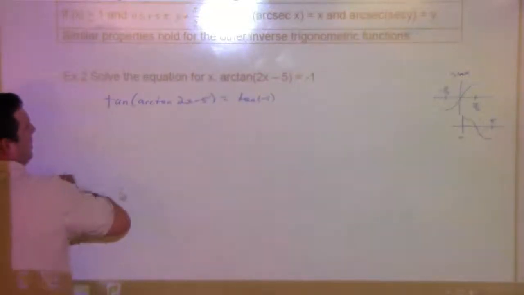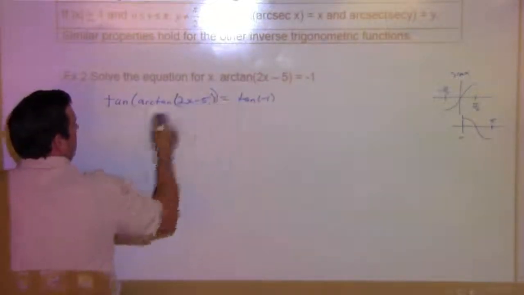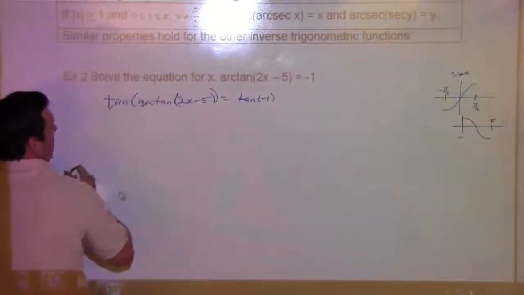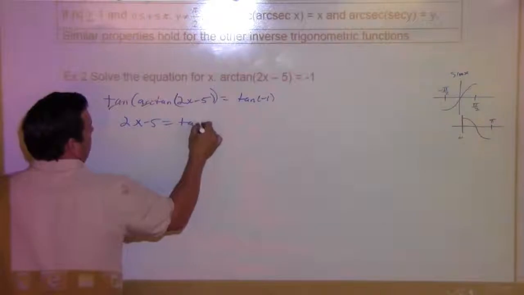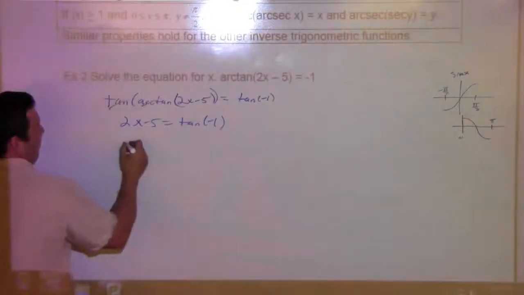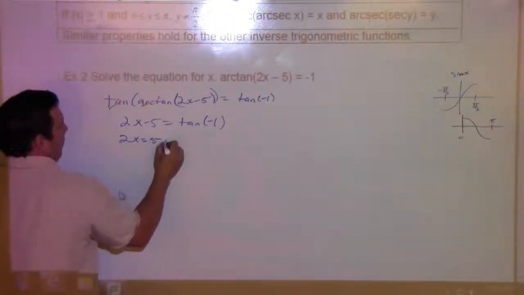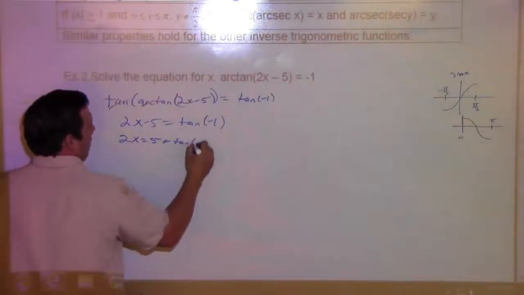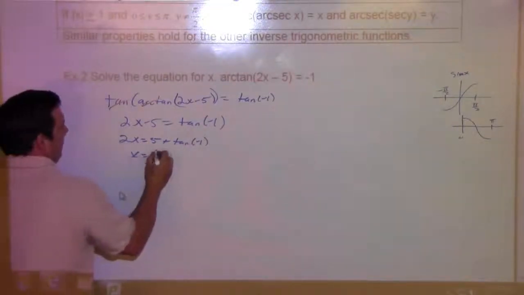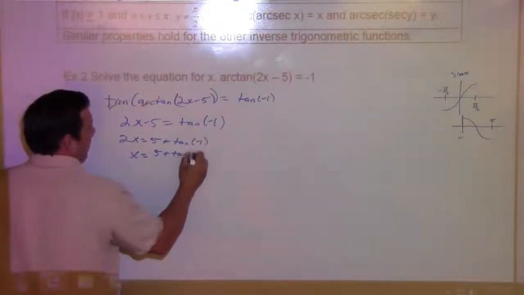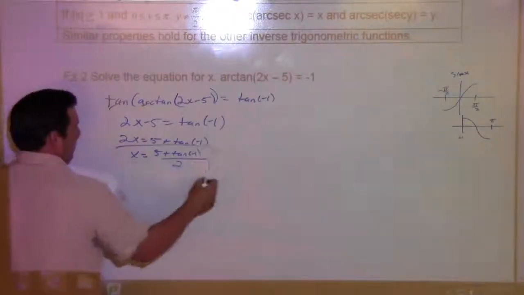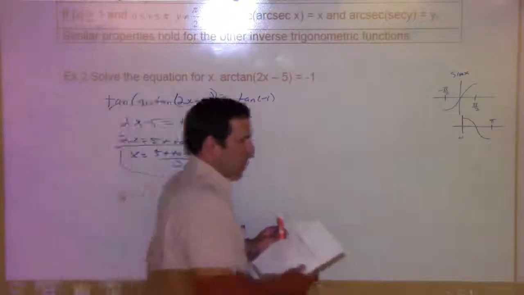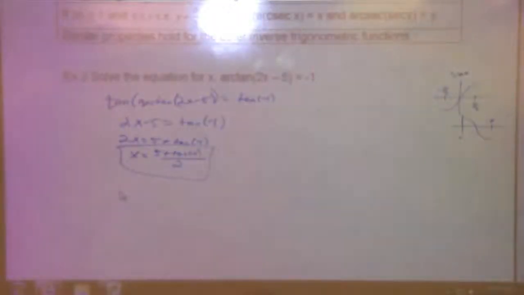So tangent and arctangent are going to cancel. So 2x minus 5 equals tangent of negative 1. 2x equals 5 plus tangent of negative 1. X equals 5 plus tangent of negative 1 over 2. That wasn't so bad.